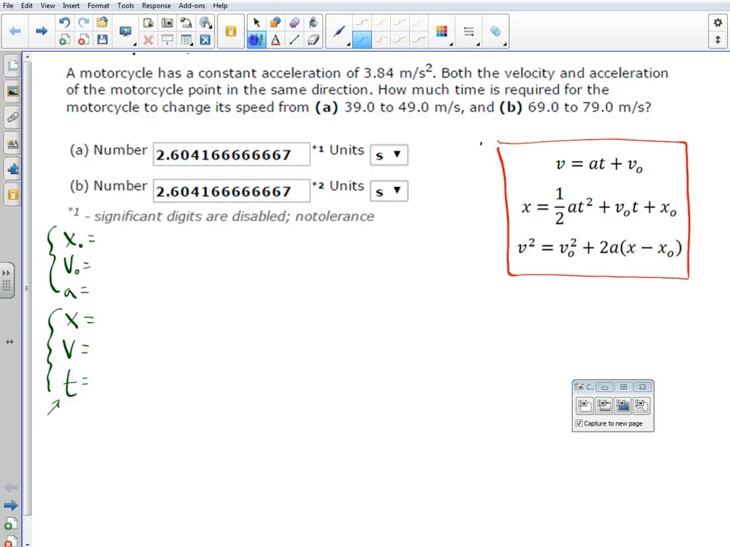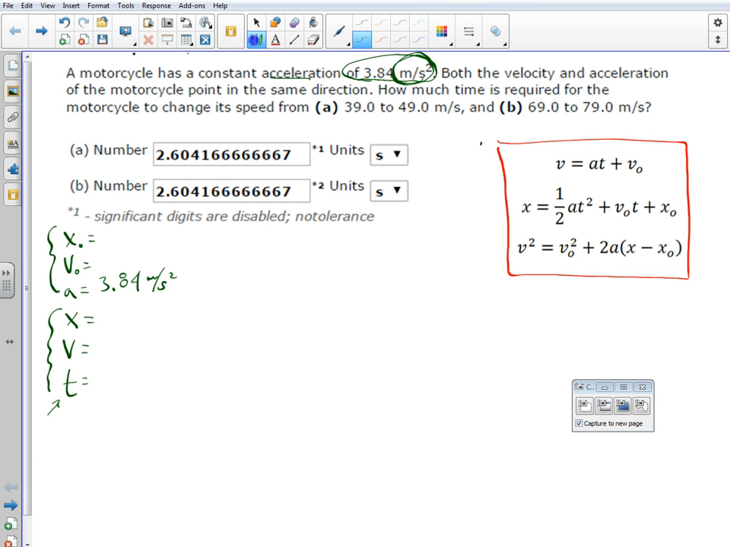The physics is actually less than in the previous chapter. So a motorcycle has a constant acceleration of this. So they've given me the acceleration. If they don't say it explicitly, remember, these are the units for acceleration, so that must be what it is. We're dealing with a horizontal problem, so we don't have to worry about g in this case. This is all in the x, or the horizontal. So I have 3.84 meters per second squared.